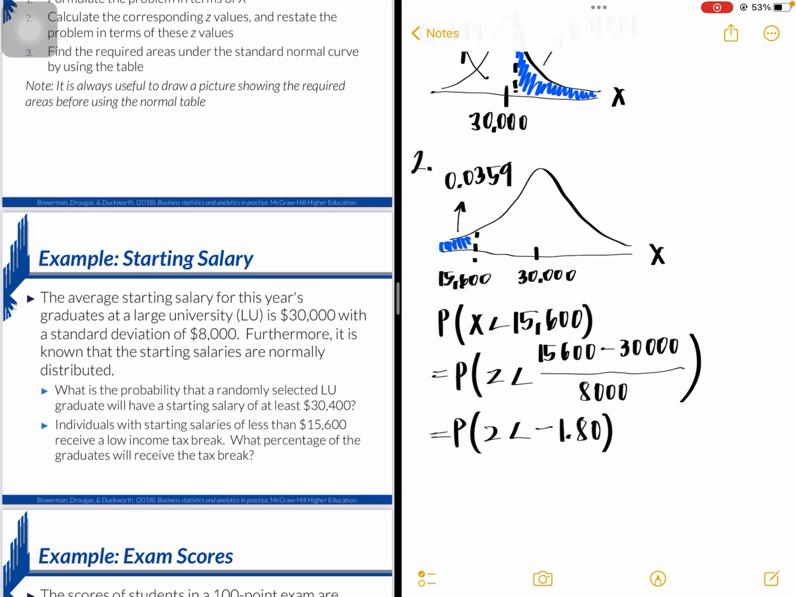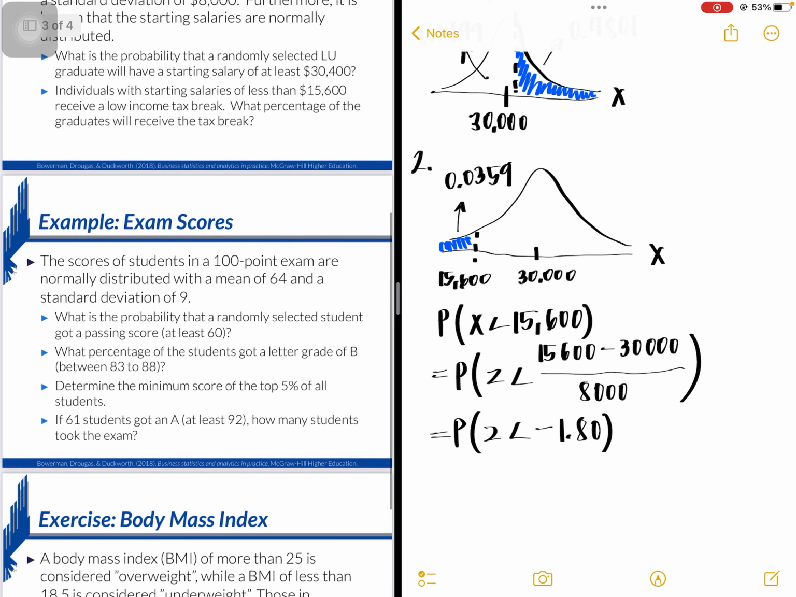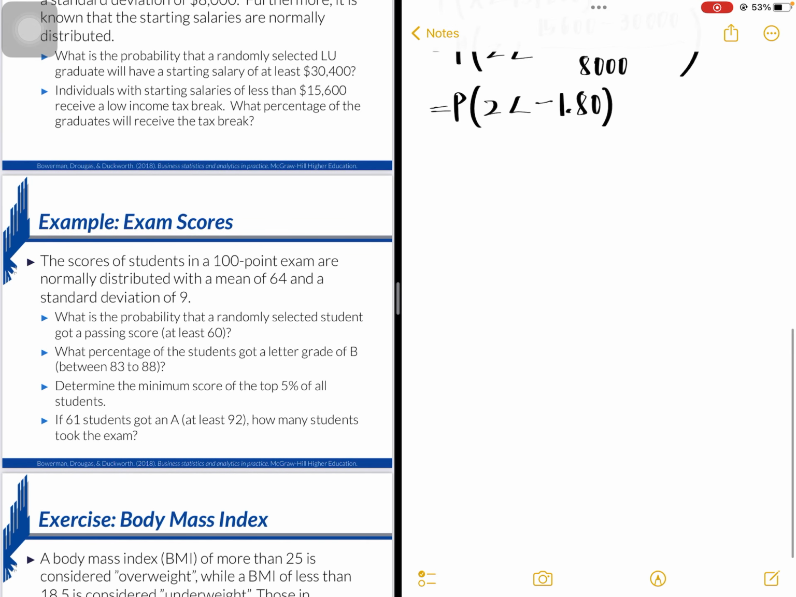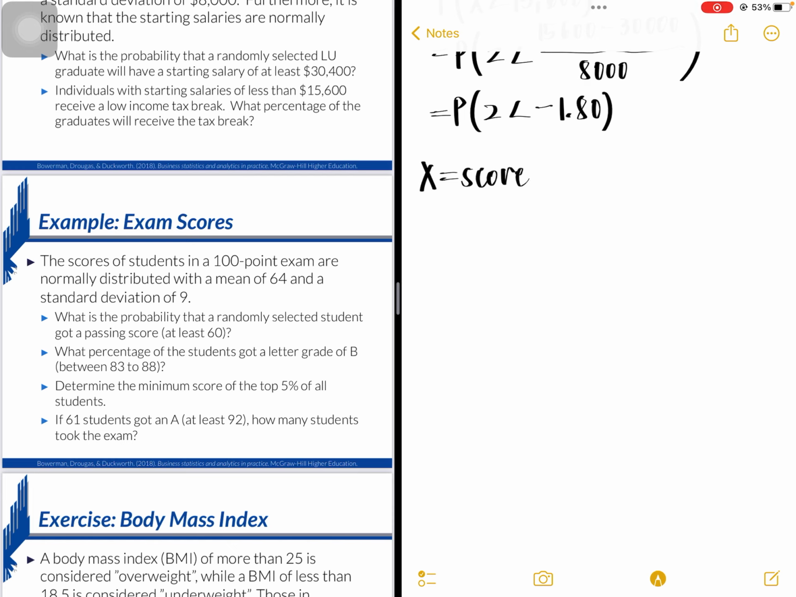Now let's move to the next problem involving exam scores. So in this example, the scores of students in a 100-point exam are normally distributed with a mean of 64 and a standard deviation of 9. So in this problem, the normal random variable x refers to the scores, where the average of all scores is 64 and the standard deviation of all the scores is 9.